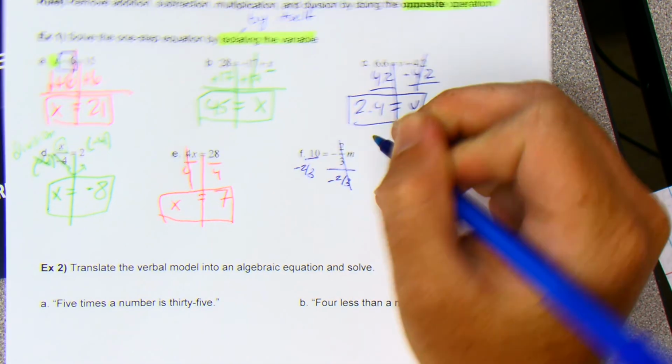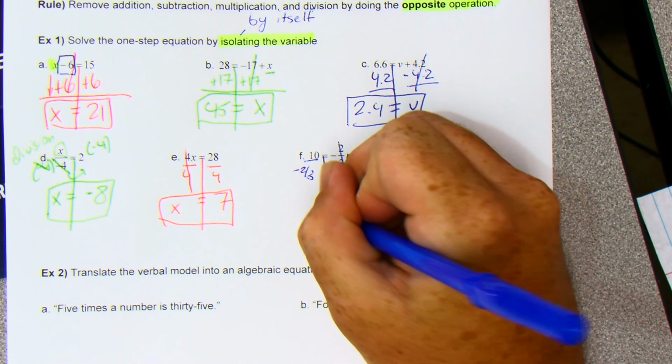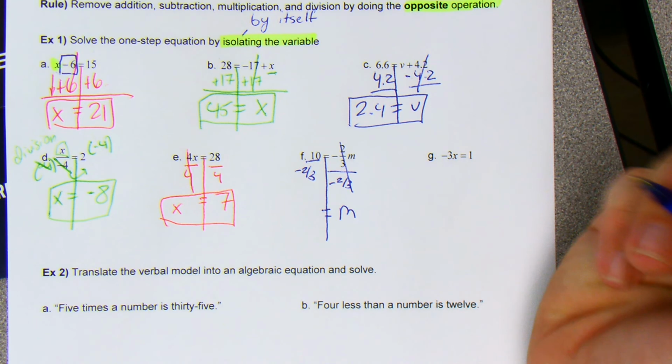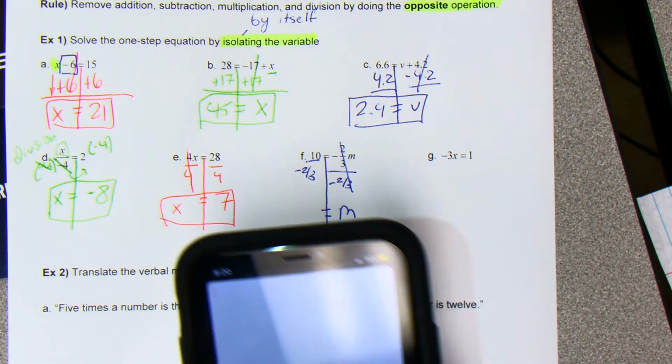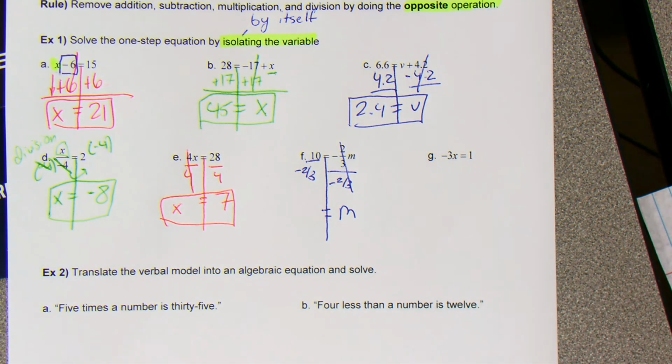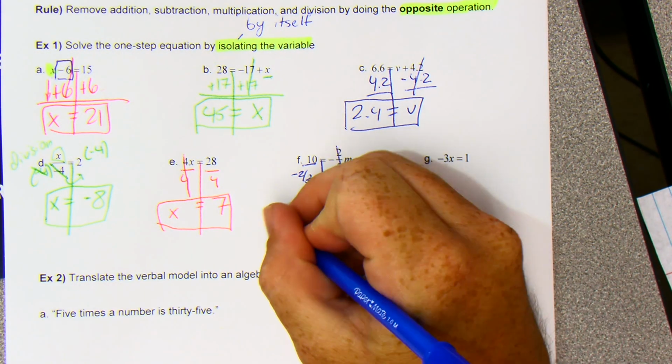Okay, so those cancel out. I'm going to draw my line down, my equal sign, and my m. And then I'm going to do this on my calculator. I need to do 10 divided by negative 2/3. Okay. So I'm going to bring out my calculator. Here's my calculator. And I'm going to do 10 divided by negative 2/3. When I put that in my calculator, 10 divided by negative 2/3, I get my answer is negative 15.